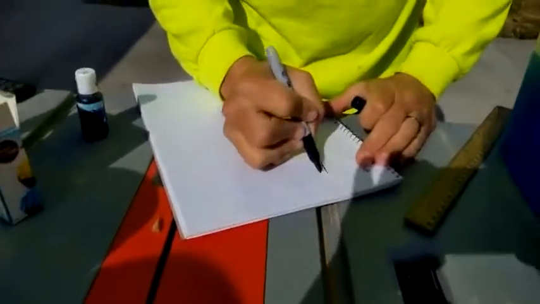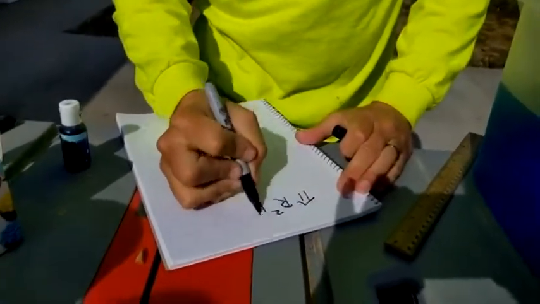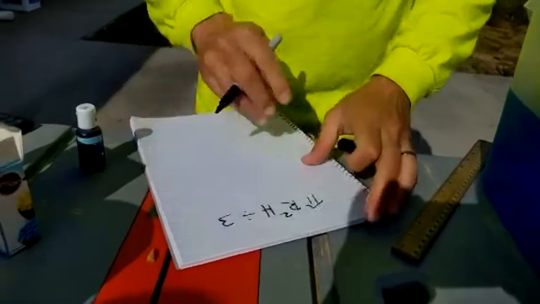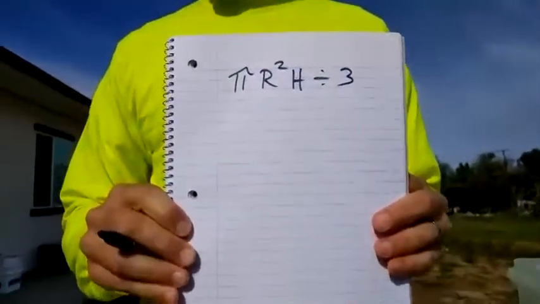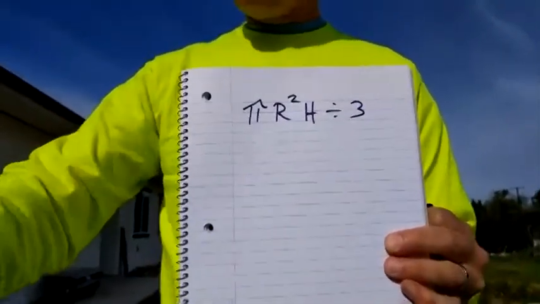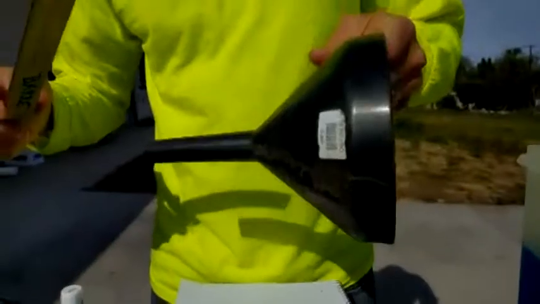So a cone is going to be pi r squared height divided by 3. It's a cylinder divided by 3. So whatever that is, we just divide it by 3. Okay, so let's find our measurements for this. It's not going to be perfect, but we'll see if we get close.